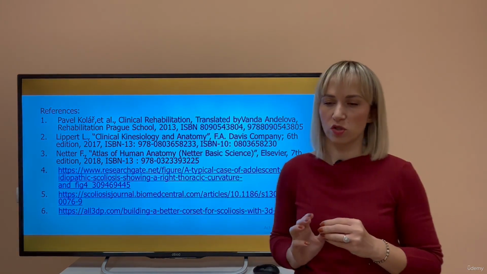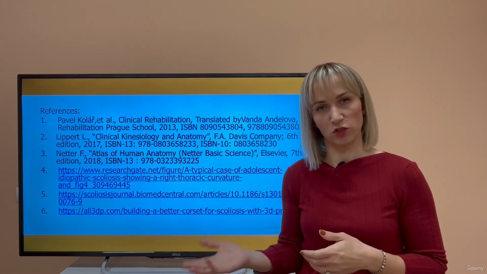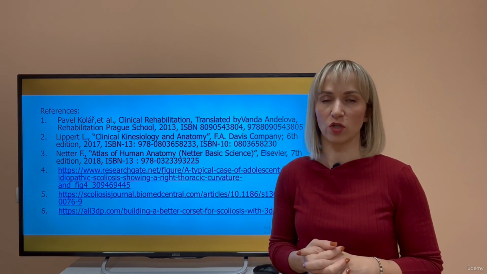And this was the beginning, the first lecture, on what scoliosis is. Now, in the second lecture, we're going to explain the examination and the therapy.